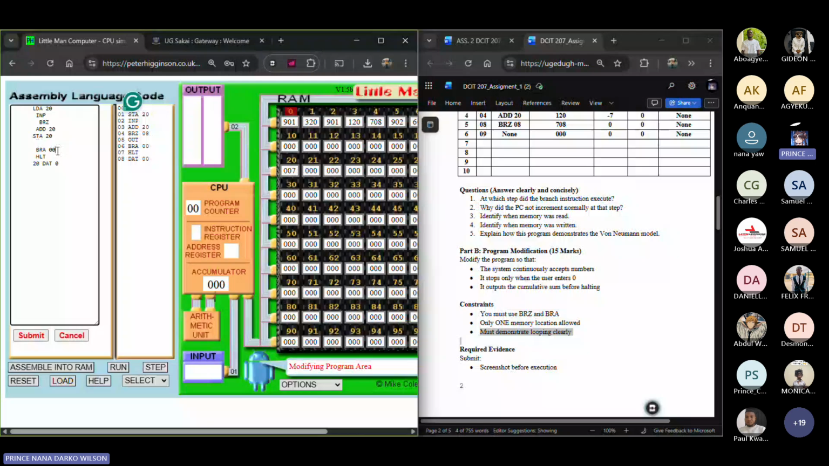So after storing 20, if we are going to use 20 again, then we have to call 20. So how do we call 20? We call 20 by loading 20. So LDA 20, like so. So then we are loading 20. And then after we load 20, the program says, branch to 00, and then you are done.